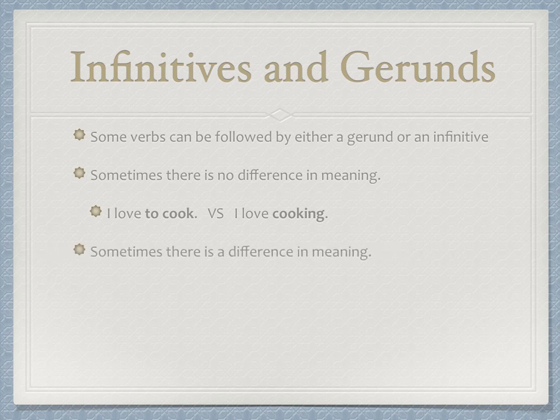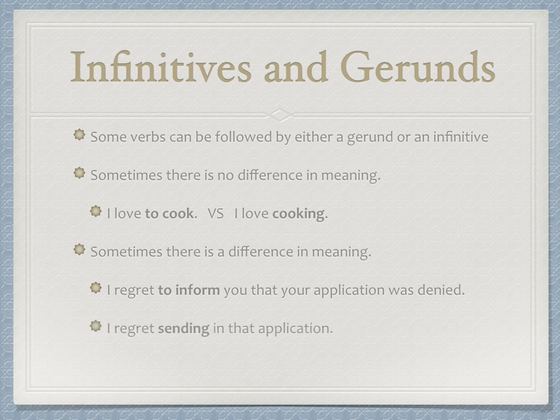But sometimes there is a difference in meaning. Sometimes the meaning of the verb actually changes depending on whether or not that verb is followed by an infinitive or by a gerund. For example, I regret to inform you that your application was denied versus I regret sending in that application. In the first example, the verb regret means that I'm sorry to have to tell you, or I feel bad that I need to tell you. So that's the meaning of regret when it's followed by the infinitive.